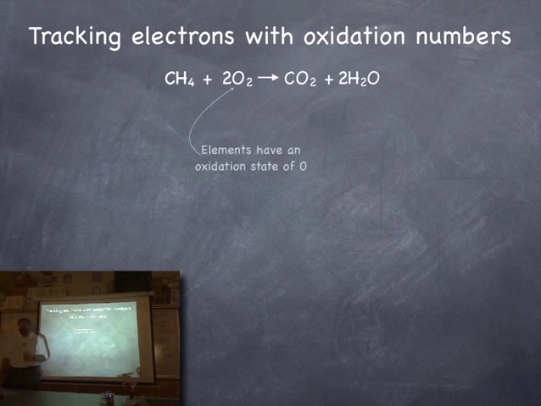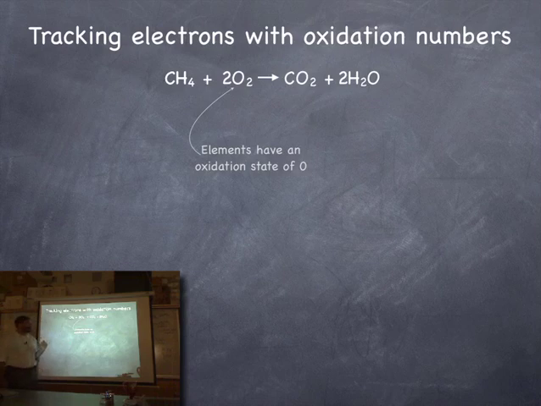Rule number 1. If it's an element by itself in its natural elemental state, so for diatomics that's 2 of them together, for metals it would just be the metal by itself, those things are given an oxidation state of 0. Oxidation states or oxidation number for elements is always 0.